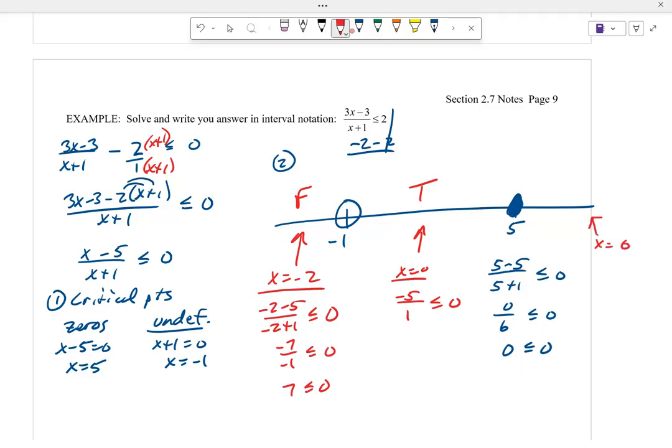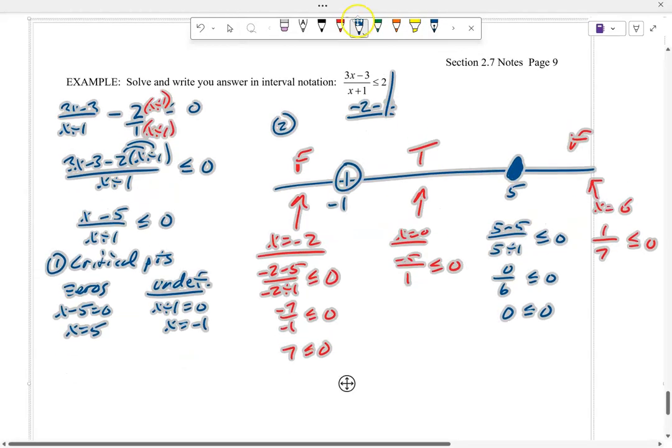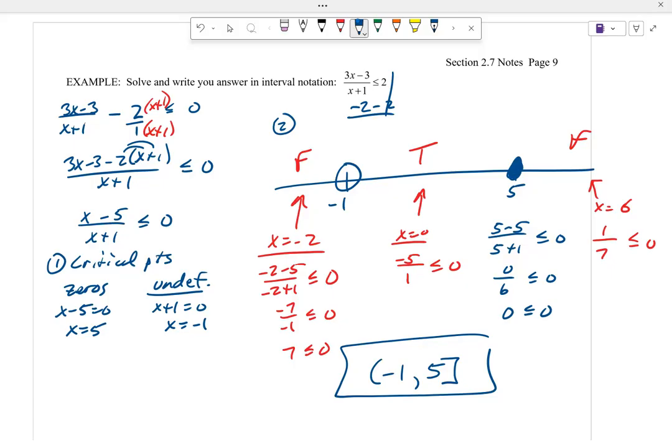How about 6? To the right of 5, let's test 6. 6 minus 5 is 1. 6 plus 1 is 7. Is 1/7 less than or equal to 0? No, it is not. So our solution set goes from negative 1, not including negative 1, up until that 5, but it's filled in on the 5.